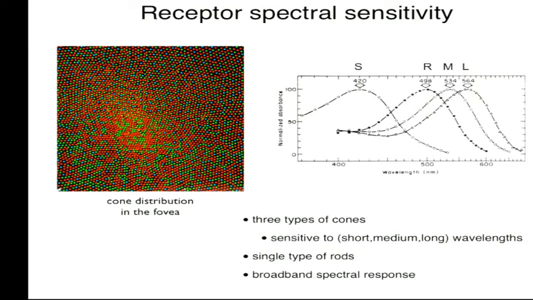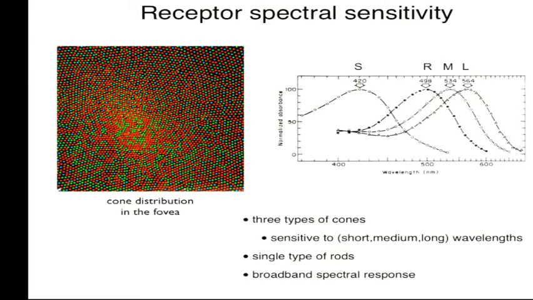So people who study the development of the visual system think that initially we were dichromatic. There was a short wavelength system and a longer wavelength system. Then over time, that longer wavelength system split into two. And that's why the peaks of the middle and the long wavelength system are so close to one another, and the short is distinct from it.